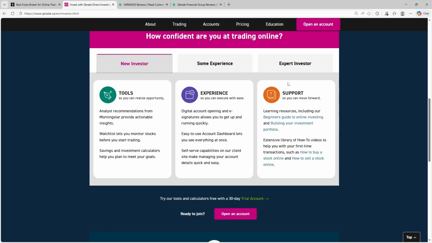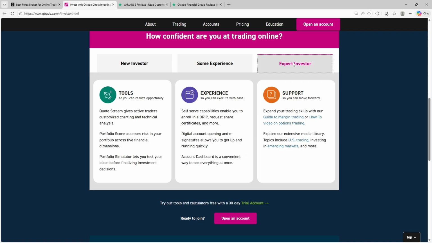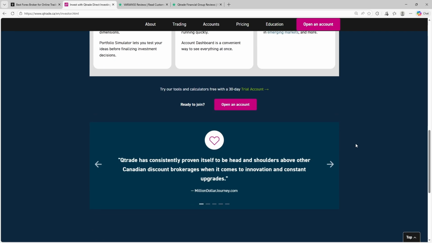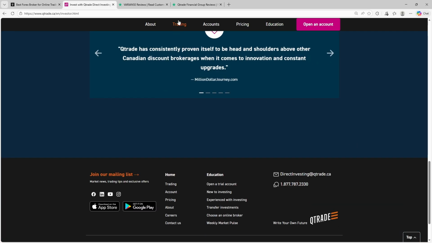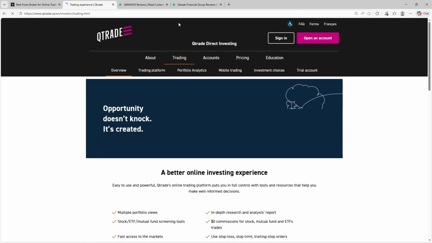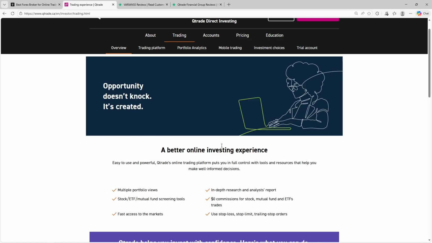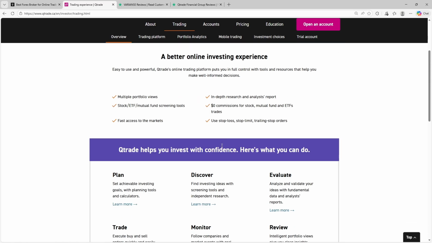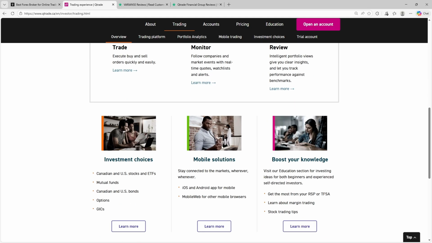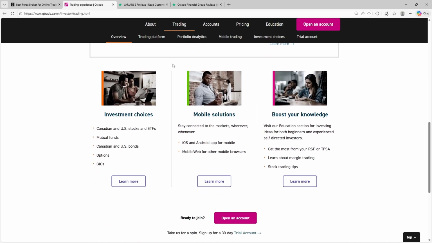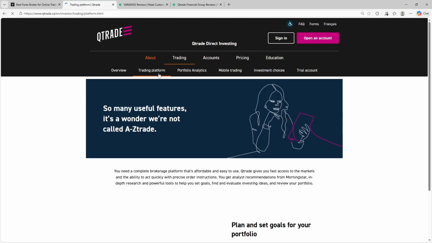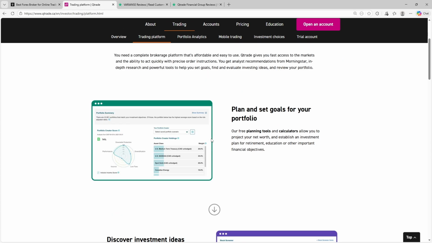One of QTRADE's strongest features is its research depth. Investors gain access to screening tools, analyst insights, model portfolios, and educational resources that help with decision-making rather than short-term trading. This makes QTRADE particularly attractive for investors who want to build diversified portfolios over time, instead of actively trading price movements. The interface emphasizes clarity and control.